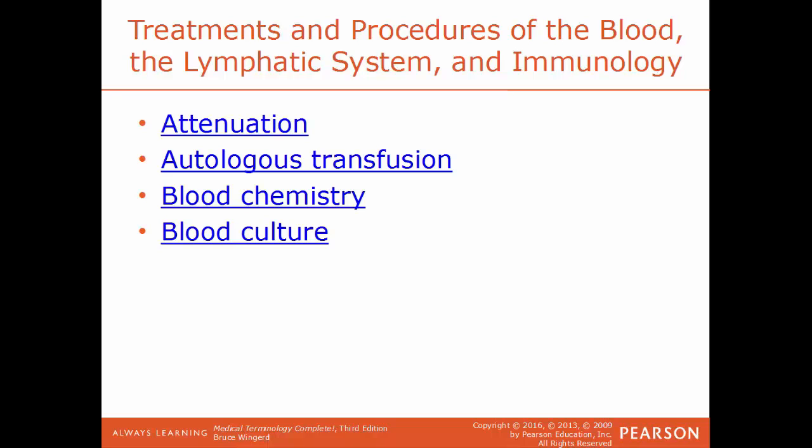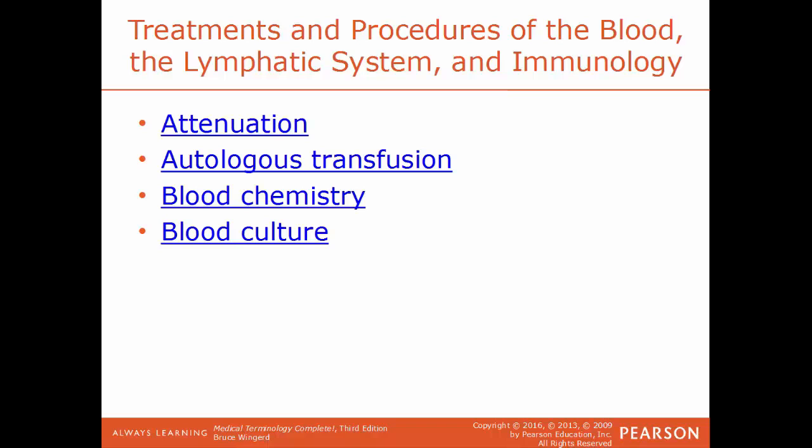Next term, autologous transfusion. This is when you receive a transfusion of your own blood. Some people, before they have a surgery, will donate their blood ahead of time so they know that they are receiving their own blood, not someone else's. So the same person is the donor and recipient of the blood.